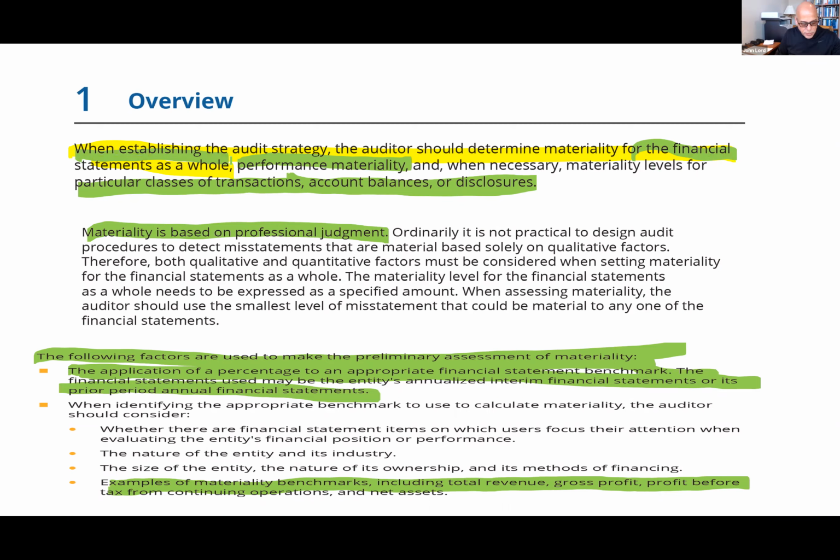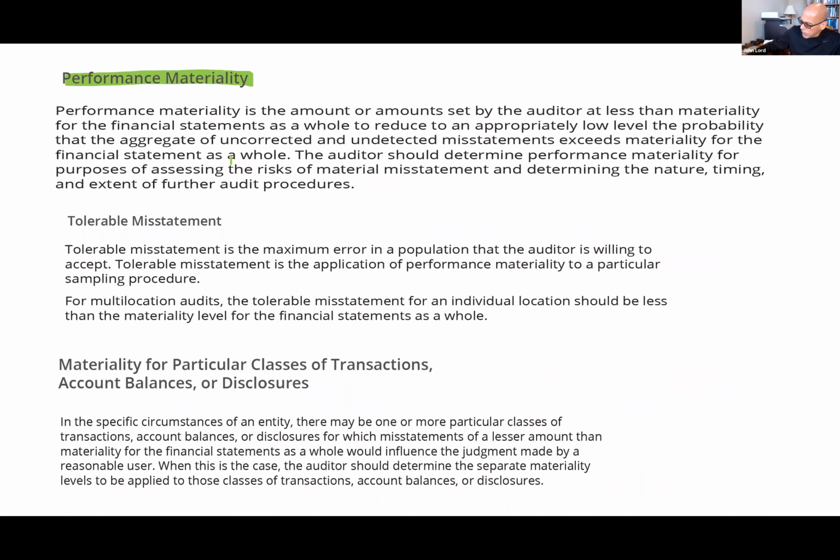Performance materiality. So we come over and we take a look, and forgive me, guys, my Zoom is putting things in my way here. Okay, so I can't see what I want to see here.